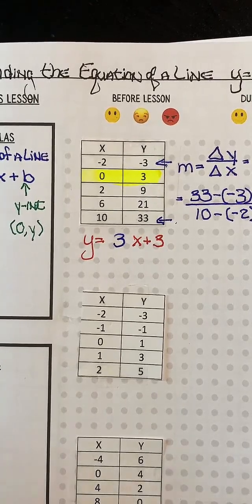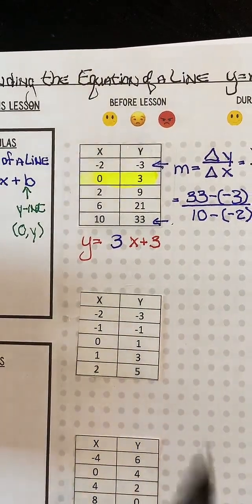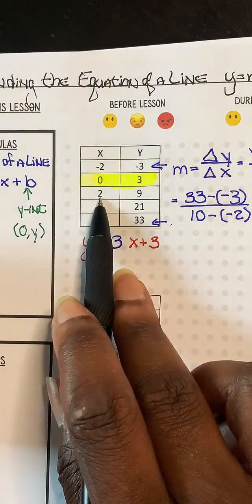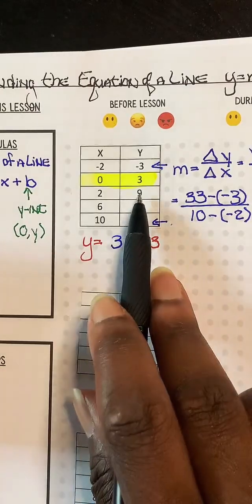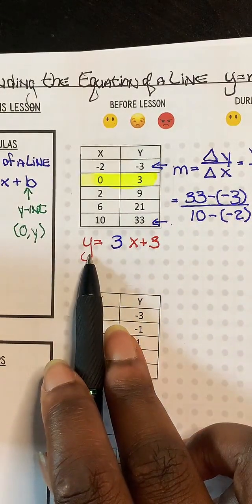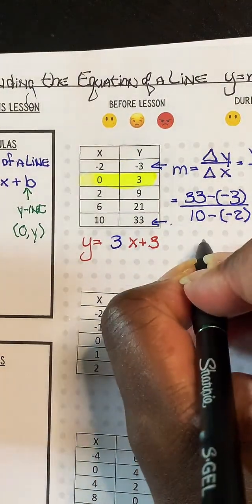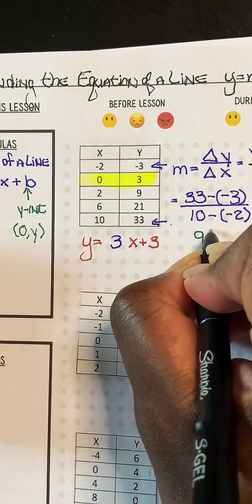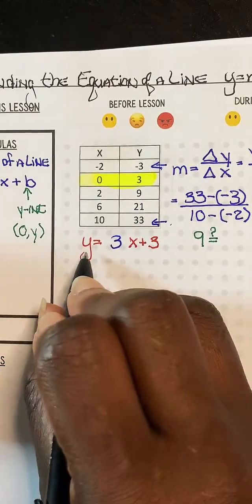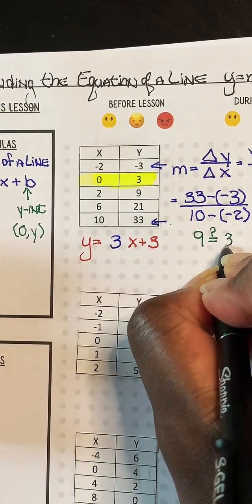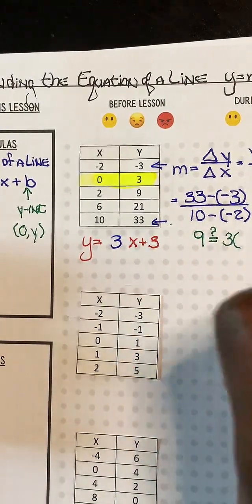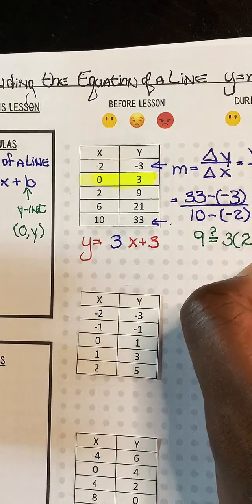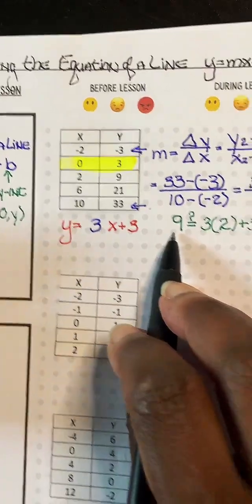So we said 2 and 9. I was going to say, I don't have 21, 6. All right, so I'm seeing 2 and 9. So the 2 is my x value. The 9 is my y value. So this is saying we want to know if I plug the 9 in for the y, if 3 times that x, which is 2, plus 3, will give me this 9.